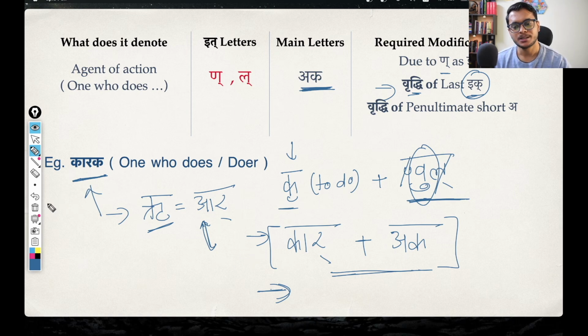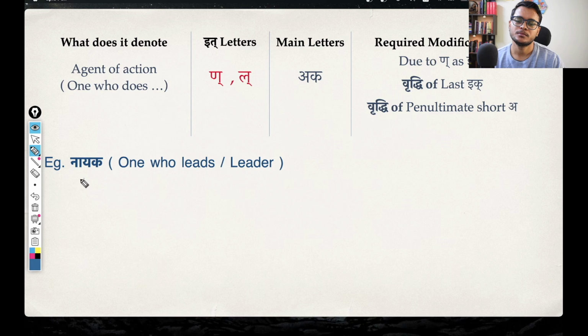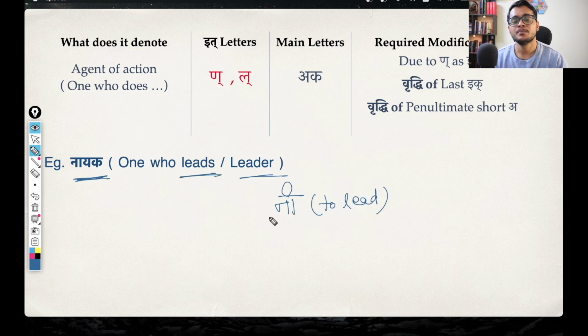Okay, I hope this is clear. Let us move on and take another example. So we have this word nayaka. Nayaka, again a very common word we use in Hindi, Nayaka for hero. Basically, Nayaka means one who leads, the leader. And this pratipadika is coming from the dhatu ni, because ni dhatu is to lead. Ni dhatu also means to take away.